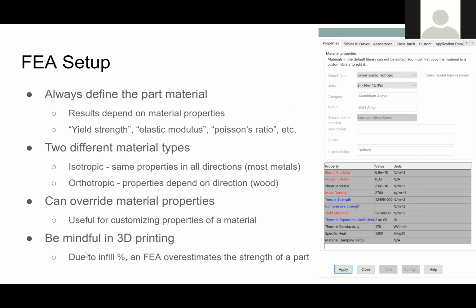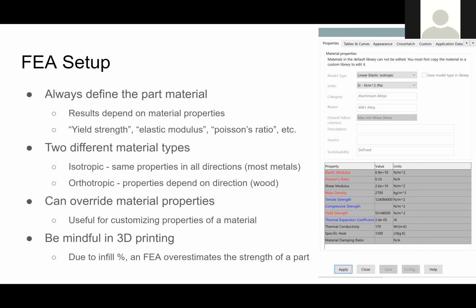Okay, so we're going to talk about how to set up an FEA. Really, all you need to do is define the part material for a given part. The material that you define the part with will determine its properties, like yield strength and the elastic modulus. Those terms you don't need to know. All you need to know is, will I be using steel, aluminum, or even ABS?